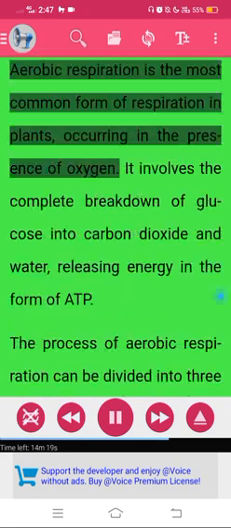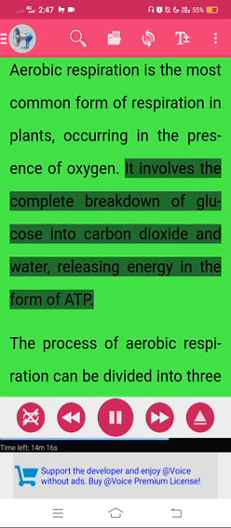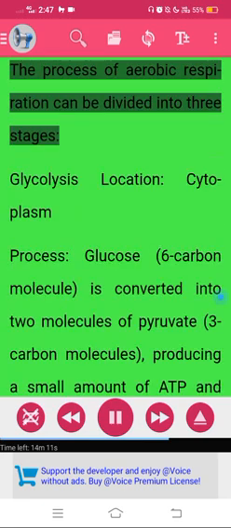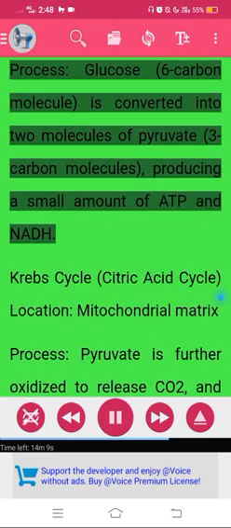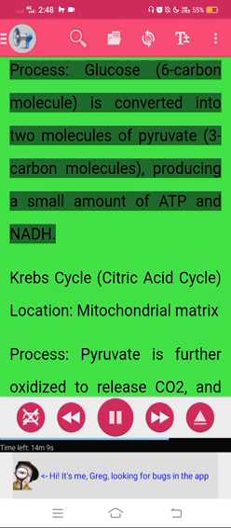1. Aerobic respiration. Aerobic respiration is the most common form of respiration in plants, occurring in the presence of oxygen. It involves the complete breakdown of glucose into carbon dioxide and water, releasing energy in the form of ATP. The process of aerobic respiration can be divided into 3 stages. Glycolysis. Location: cytoplasm. Process: glucose, a 6-carbon molecule, is converted into 2 molecules of pyruvate, 3-carbon molecules, producing a small amount of ATP and NADH.